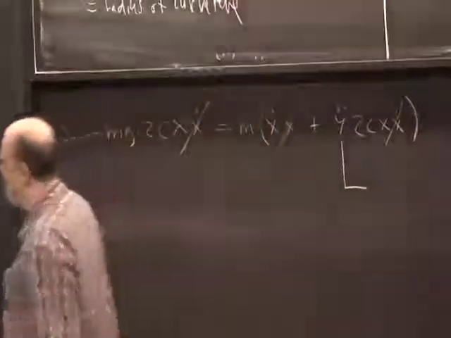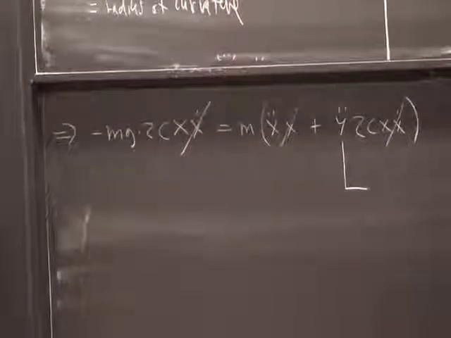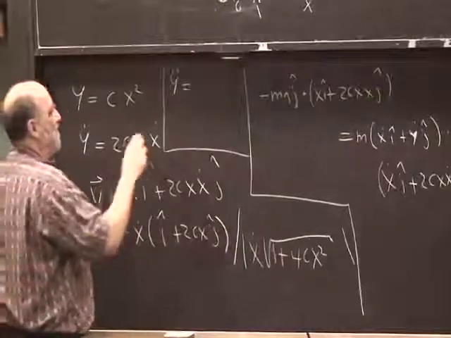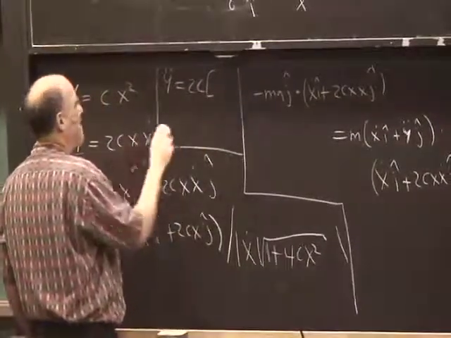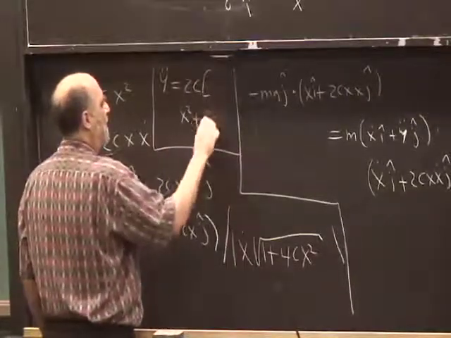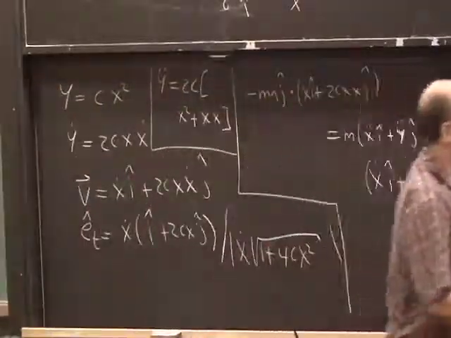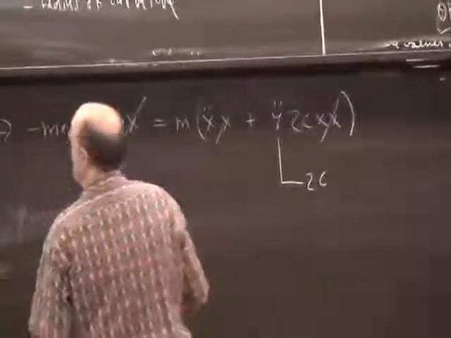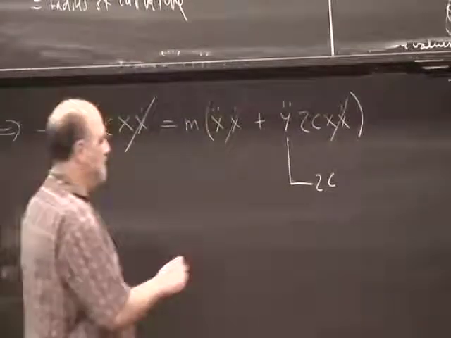Yet to be filled in is this y double dot. What is y double dot? We have to take this thing and take its derivative. So it's 2c times the quantity, and then we have x dot squared plus x double dot. So that then turns into a 2c x dot squared plus x times x double dot.